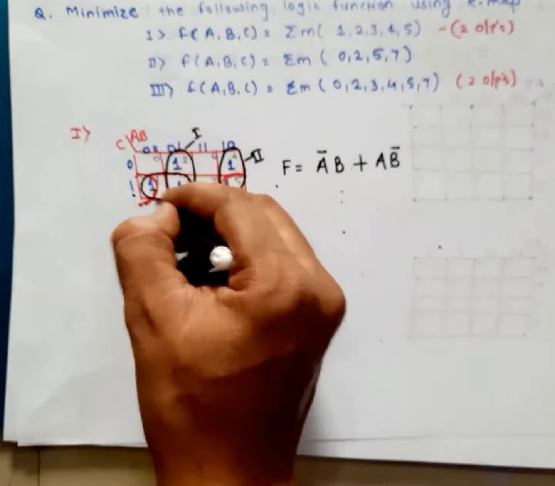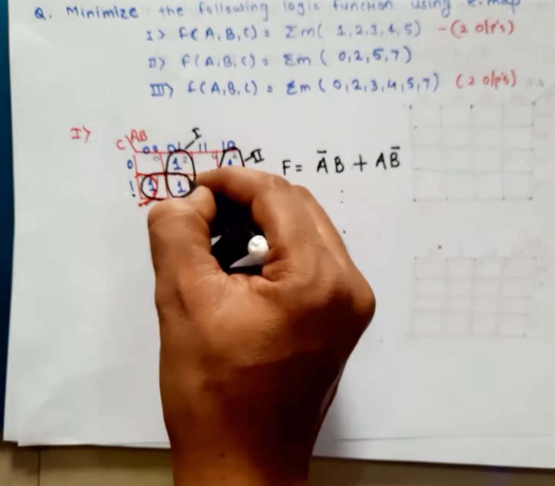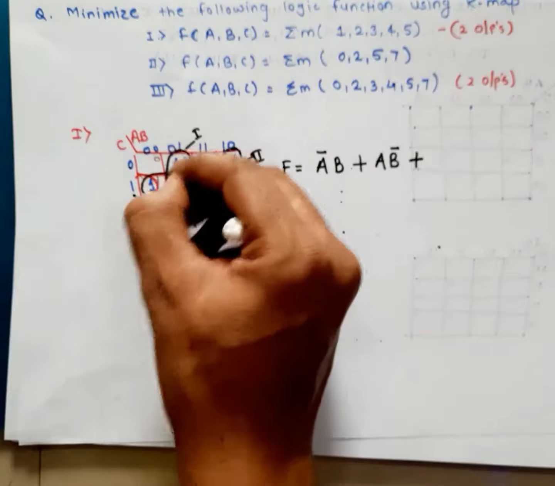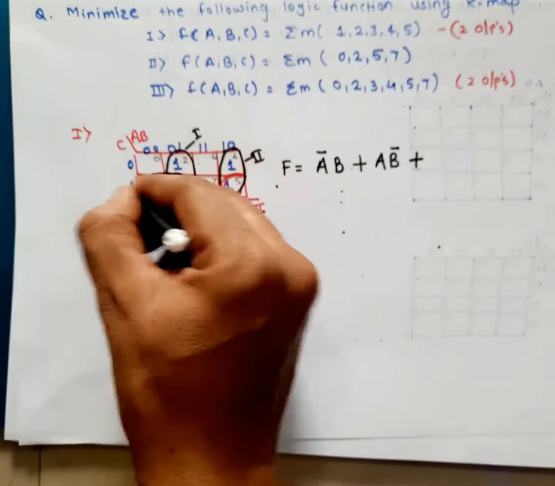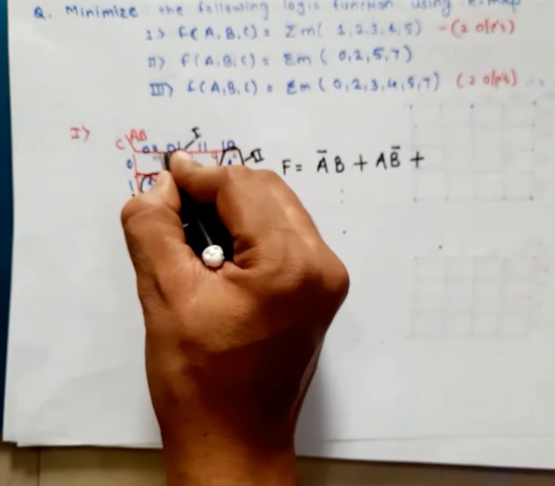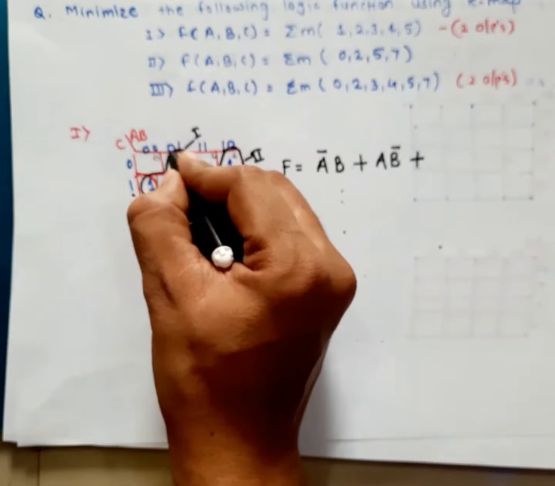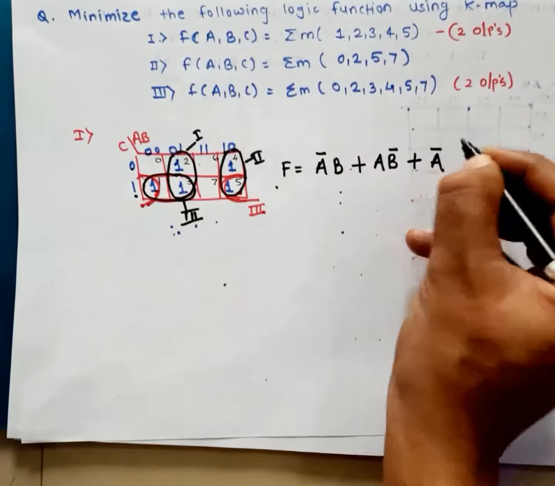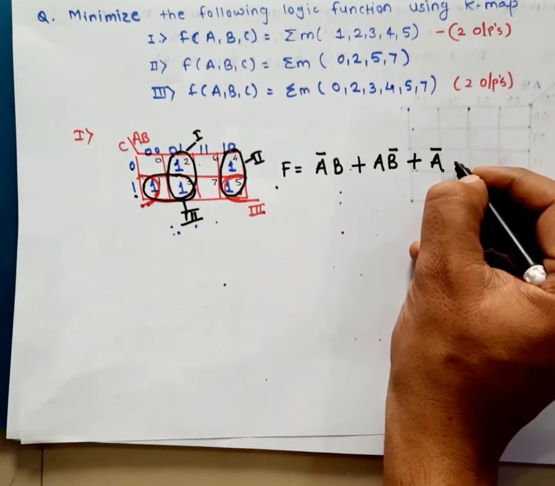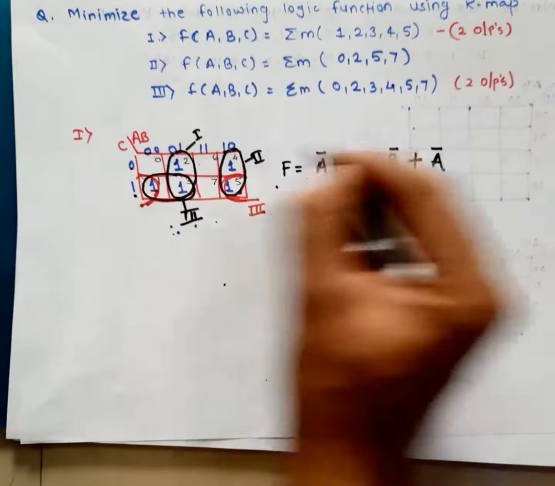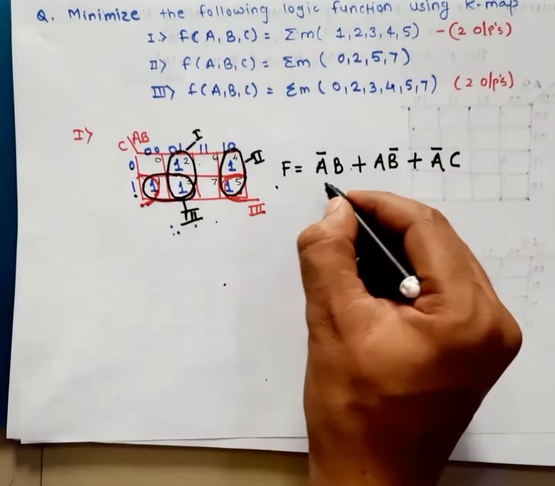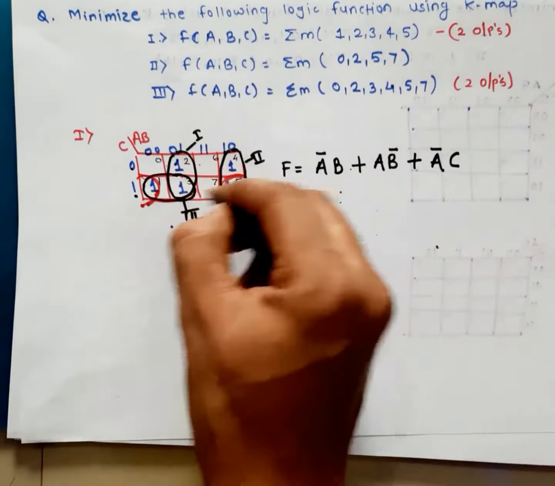Now I am considering these combinations of this one. For this group, these two columns are considered and this single row is considered. For these two columns, the value of A is 0 and 0, so A bar. The value of B is 0 and 1, so it gets eliminated, and the value for the third variable C is 1, so it is C. So the final equation has 3 terms because we are making 3 groups.